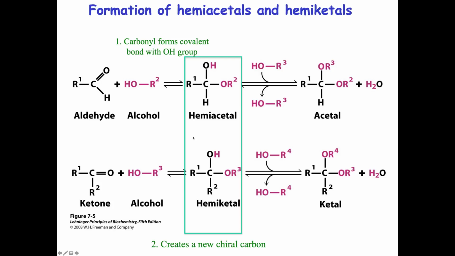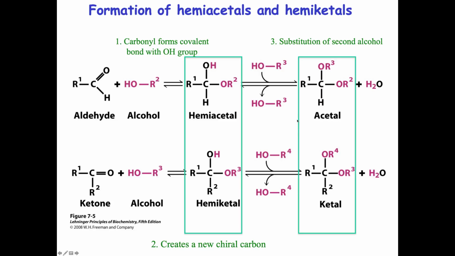Now, this hemiketal has an extra chiral carbon. This carbon is now a chiral carbon, so it has 4 different substituents on it. Now, you can have a second substitution of an alcohol, and in this case, what we get are acetals and ketals. And when that hydroxyl group comes from another sugar, we have the formation of a glycosidic bond. And we'll look at that more closely in a minute.